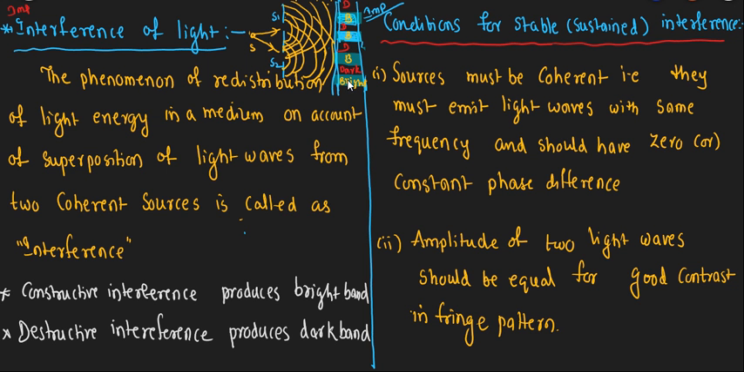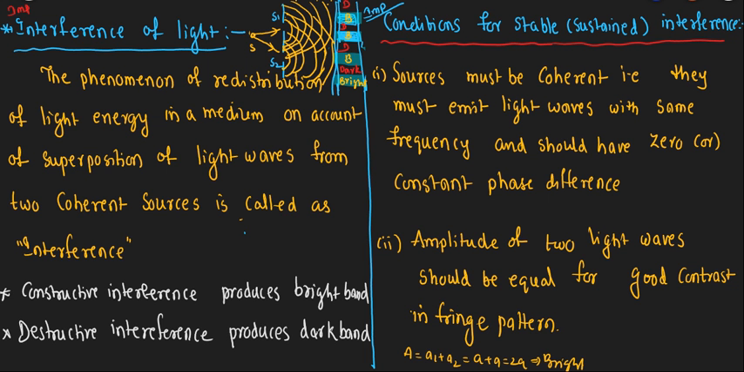If you want to observe clear fringes, a clear bright band and a clear dark band, then the amplitudes should be equal. For the bright band, the resultant amplitude is A equal to A1 plus A2. If the amplitudes are equal, you will get 2A, and the bright band you will get, right?